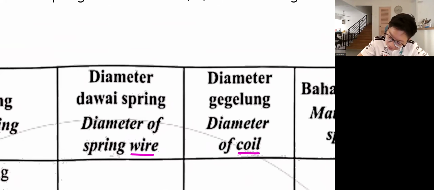Okay. Sheng Xiang, you want to kena tipu how many times, Sheng Xiang?